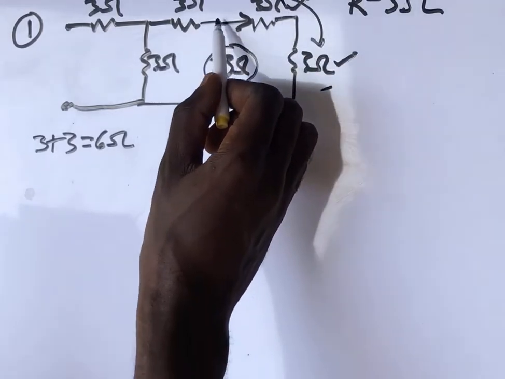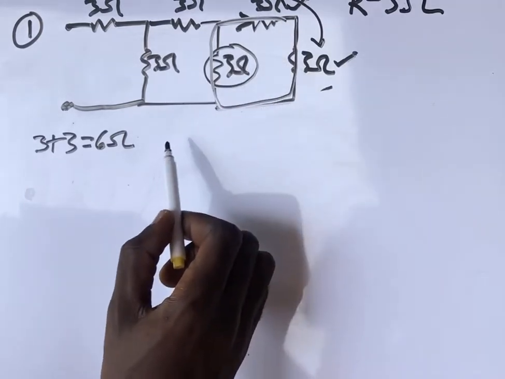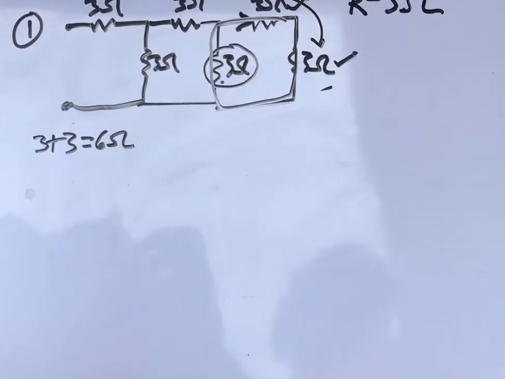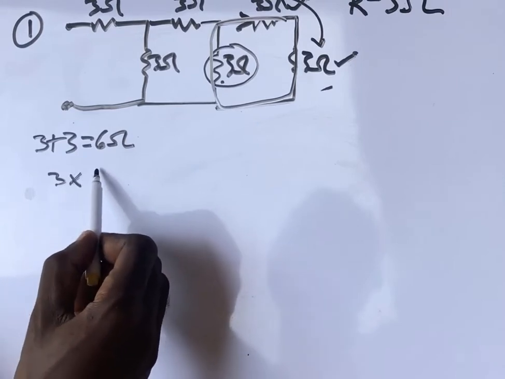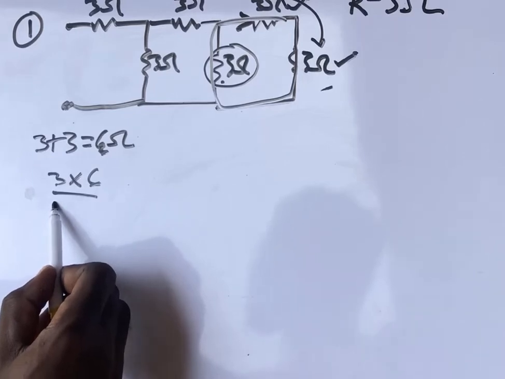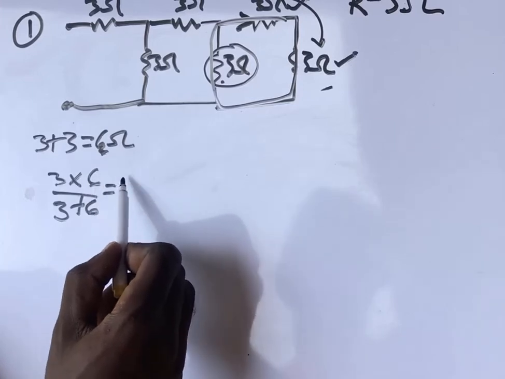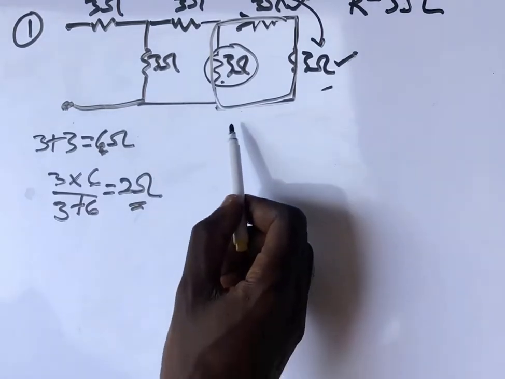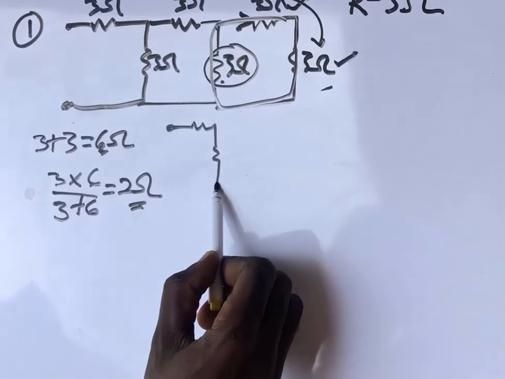That's when you traverse, and you only come across the 2 resistors. So we have the 3 ohm multiplied by this 6 ohm, divided by 3 plus 6. When you do this calculation, you get 2 ohm. Now the circuit has been reduced to this form. You have something like this.